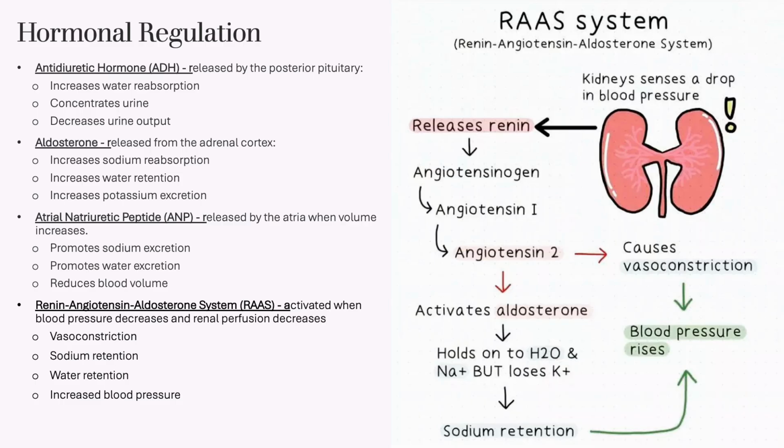The atrial natriuretic peptide, ANP, has the opposite effect. It is released when the blood volume increases. So now when your blood volume is increased, what do you need to do? We need to get rid of some of that volume, right? So it promotes sodium and water excretion, helping reduce blood volume and blood pressure. Basically it excretes the sodium and water follows it.